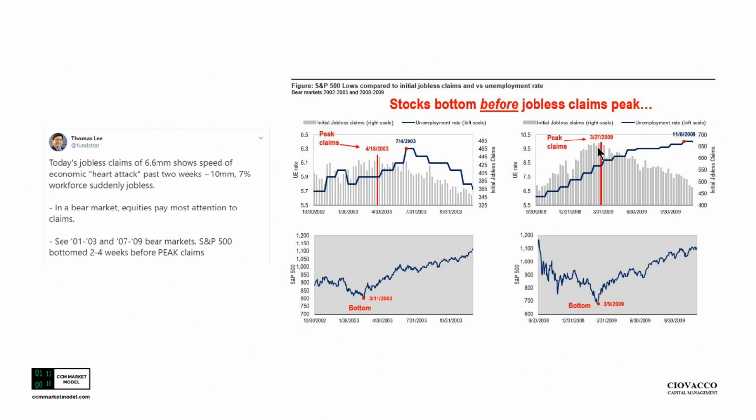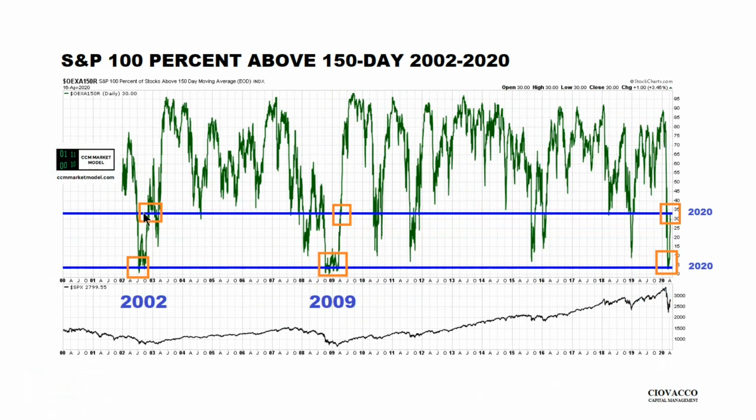2003 case, 2009 case. Stocks bottom before jobless claims peak. And this is a broad concept that applies to all economic data and all news. Stocks typically bottom while the news and data are still horrible. Here's 2003, here's 2009. Both of those periods are tied to the present day by the S&P 100% of stocks above the 150-day moving average relative to this type of rare move.